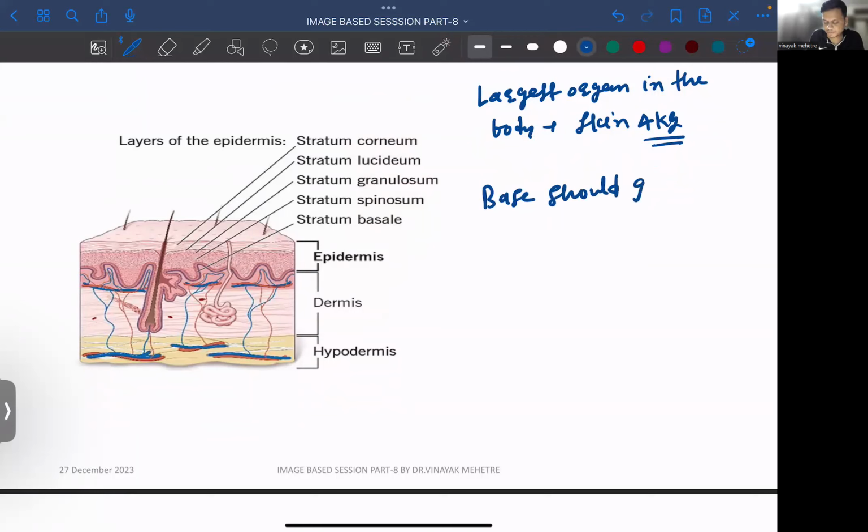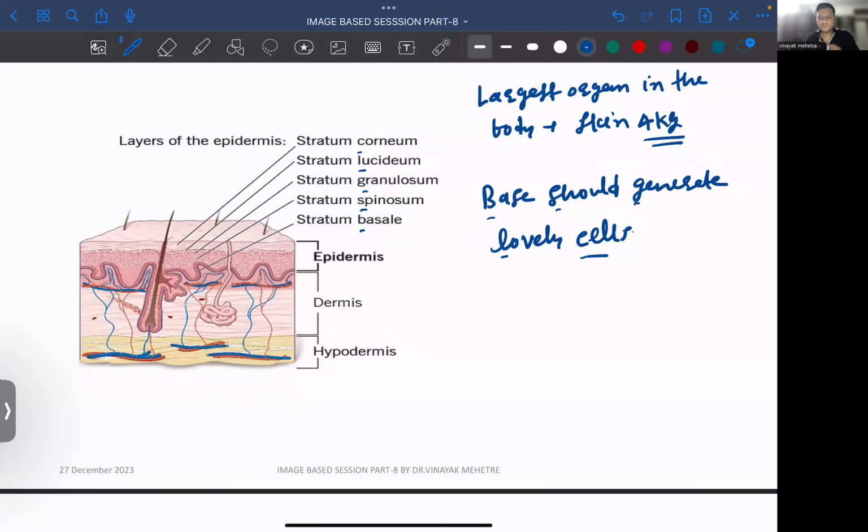Base should generate lovely cells. Base stands for basal, S stands for spinosum, generate stands for granulosum, lovely stands for lucidum, cell stands for corneum. ठीक है, आ गया समझ में? पता होना चाहिए. The idea should, anatomy का part है, थोड़ा सा आना तो चाहिए, right?